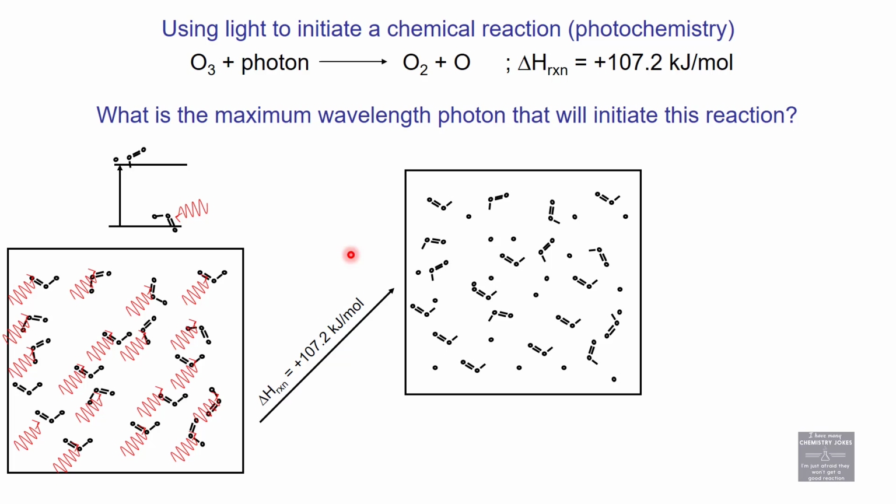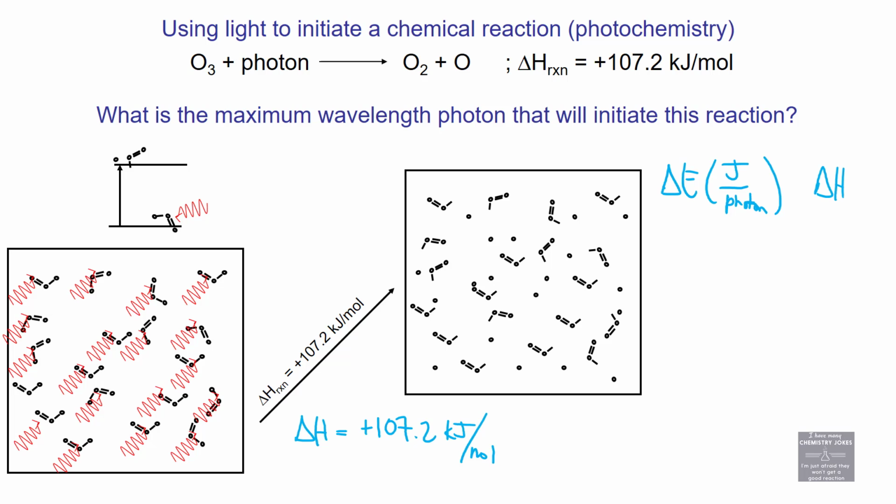So how do I relate that to photon energy? It's simple conversions from here. So I know that delta H is plus 107.2 kilojoules per mole. But that's kilojoules per mole. I need to transfer it to single photon numbers. So if I have, how do I want to write this? So delta E is in the units of joules per photon, while delta H is in the unit of joules or kilojoules per mole.